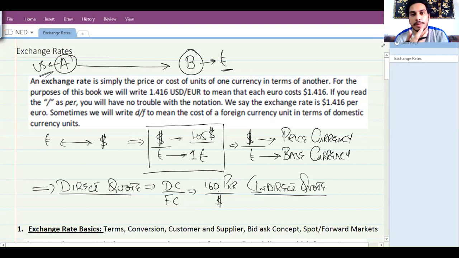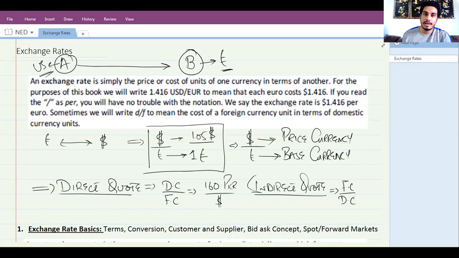Indirect code is the opposite. We place the foreign currency in the numerator and domestic currency in the denominator. Usually these indirect codes are not used in developing countries, because if we start using the indirect code, our number will start to get very small. Let's suppose if I place 1 upon 45, it's going to get very small. Hence we use the direct code, so it becomes a bit bigger.